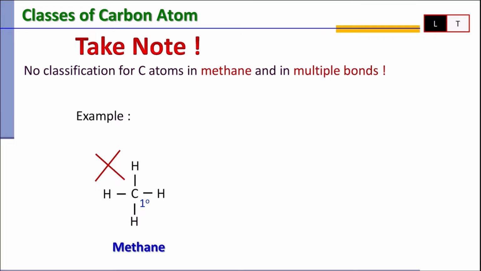Next, untuk multiple bonds, saya bagi contoh 2-butene. 2-butene ini contoh bentuk dia. Nanti kita akan belajar cara lukis. For this one, kita just nak classify. So, I give you the structure for 2-butene. Macam awak lihat dekat sini, awak hanya boleh label carbon yang ada single bond. So, this carbon yang dekat tengah ni, so awak tak boleh kelaskan dia.